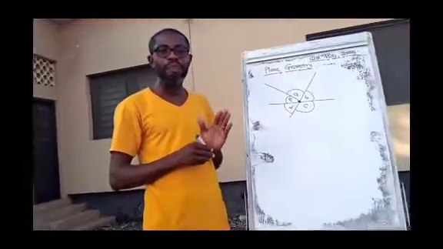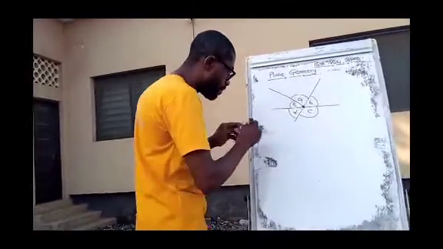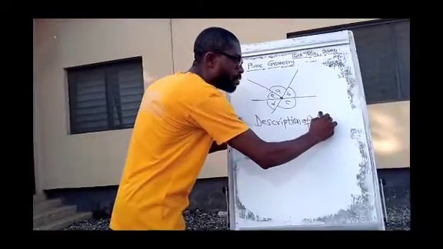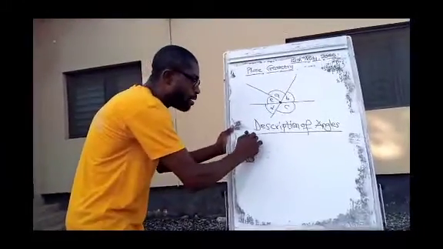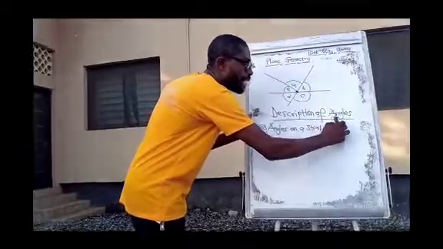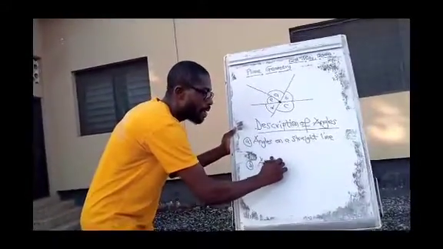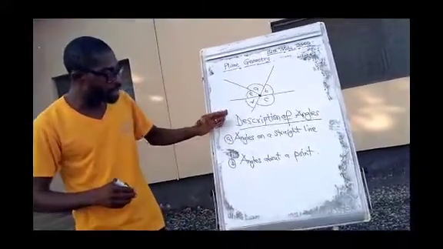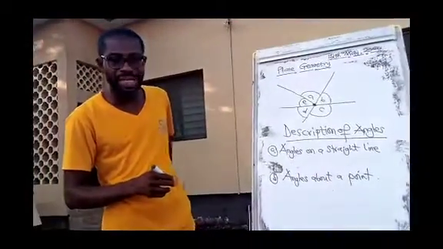Basically, we have two main descriptions of angles which meet at a point. One, considering the description of angles, we have what is termed as angles on a straight line. Then B, we have angles about a point. So we are going to consider these two descriptions of angles that we have. First of all, we'll be looking at angles on the straight line.